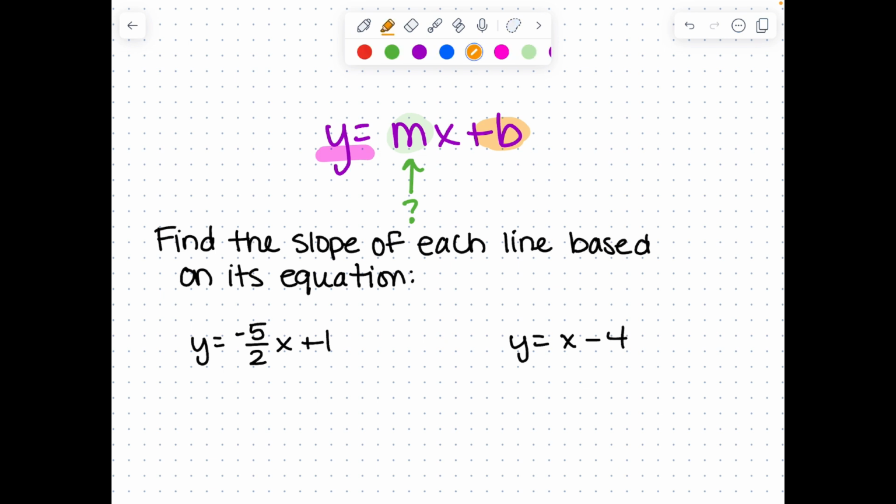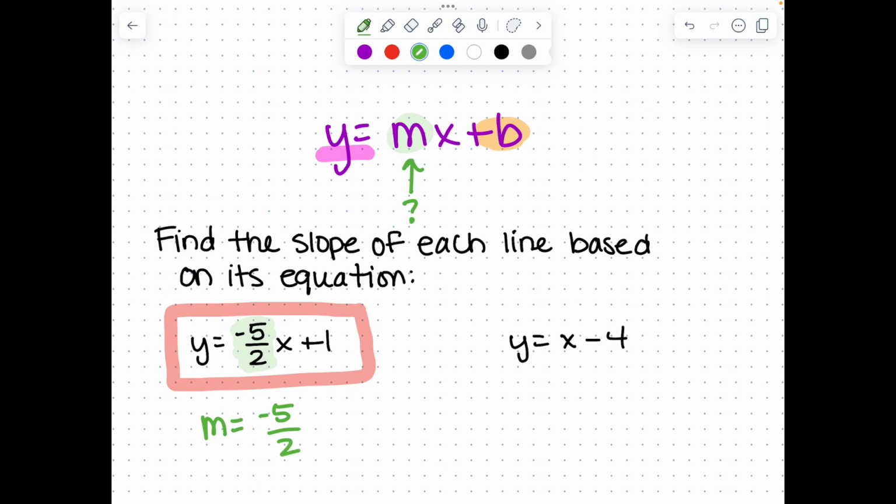So first we look at this equation, y equals negative 5 halves x. And we see the y equals all by itself. Okay, so that's a good thing. We see a number multiplied by x, so we have that mx format. And then we have just a constant number at the end. We are in slope-intercept form, so that's a good thing. That means that whatever this number is right in front of x, the number that's being multiplied by x, that number is our slope.